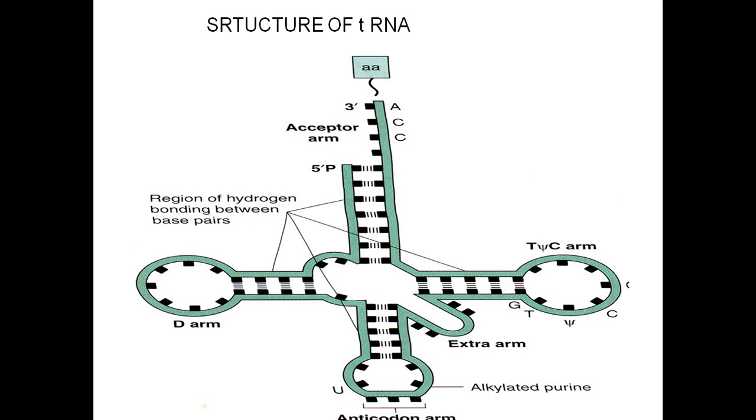So tRNA has 4 arms: the first arm is called the acceptor arm, the second arm is the D arm, the third arm is the anticodon arm, the fourth arm is the T psi C arm, and a fifth arm called the extra arm, or variable arm, is also present in the tRNA structure. I will explain each arm of tRNA one by one. The structure of tRNA is very important. This is called the clover leaflet model structure of tRNA. You should remember this structure, which can be asked in the exams as well.